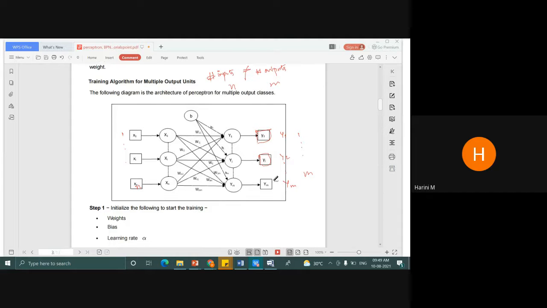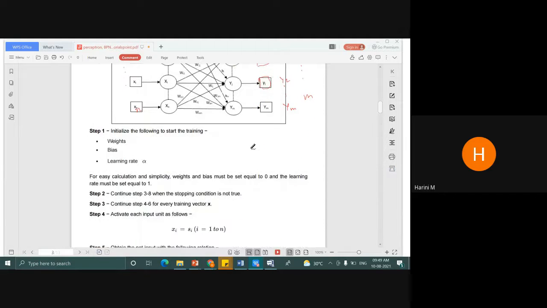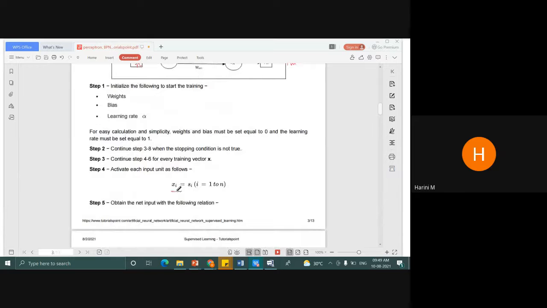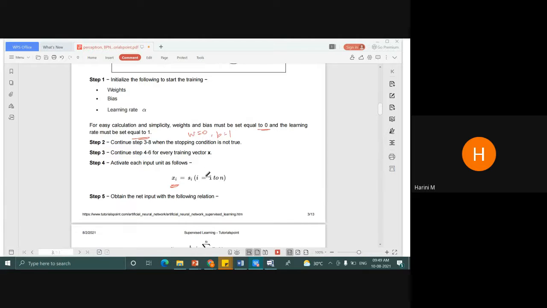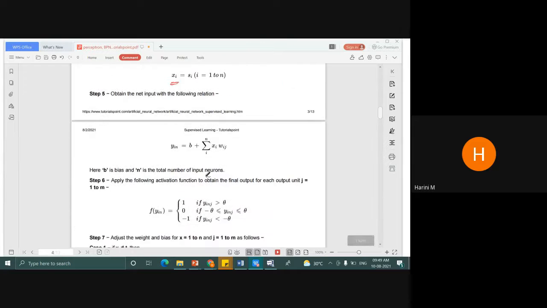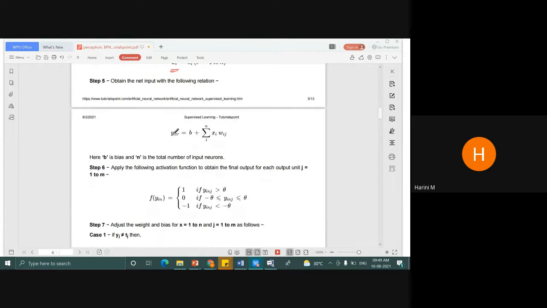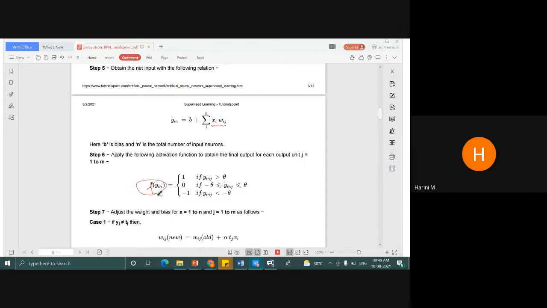Again, the same architecture, you have multiple outputs here. What you have to do is the same training: initialize your x value, set your weight equal to 0 and bias equal to 1, and your learning rate equal to 1. The same formula, don't be confused. Again, you have to calculate the y_in for all the neurons. What do you do generally in the neuron? You multiply the xi into the w, and along with it you add the bias value. On top of this you calculate the activation function. Same formulas, don't get confused.